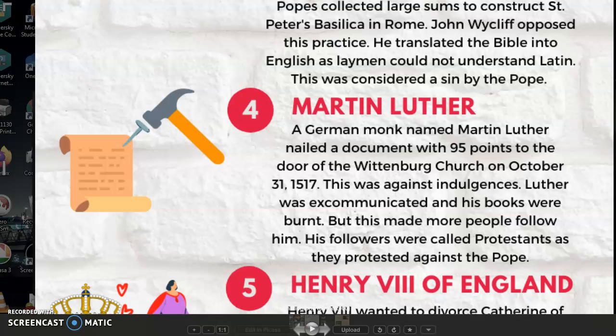This was terrible as the popes were shocked, and this was also a direct insult to them. Luther was excommunicated, that is, he was removed from the service of the church, and all his books and writings were burnt. But this made him even more popular in the eyes of the people. A large group of people started following Martin Luther as his 95 Theses were practical indeed. His followers were called Protestants as they protested against the Pope.